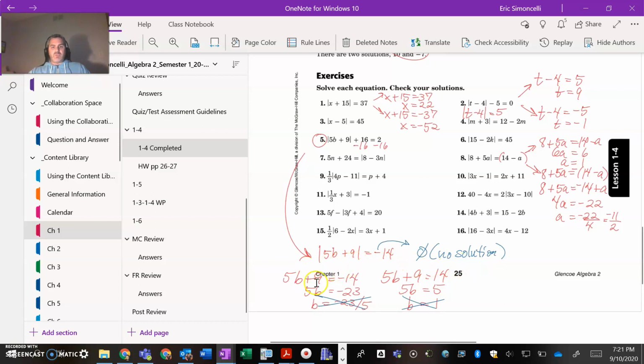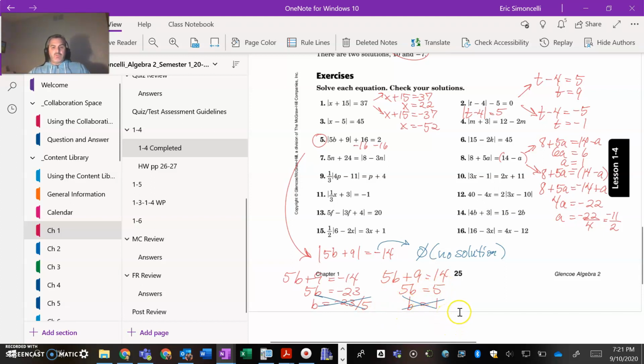So 5b plus 9 equals negative 14. In other words, you take the original problem and leave it. But also 5b plus 9 equals positive 14. You take this sign and you take its opposite. Subtract 9, divide by 5, so you get negative 23/5. Do the same thing here: subtract 9, divide by 5, and you get 1 as another answer.